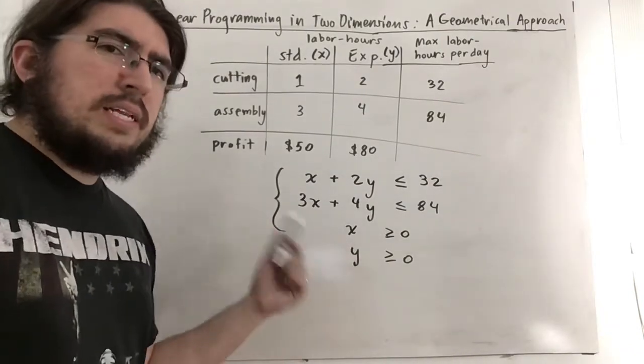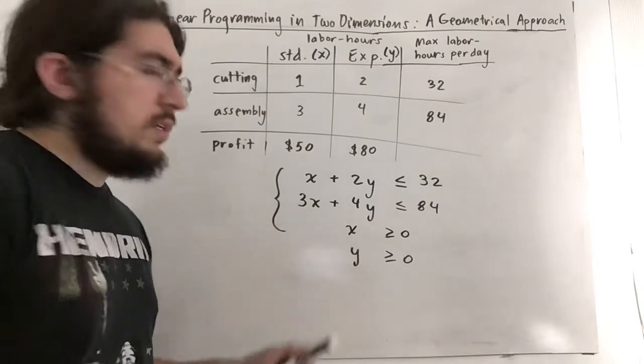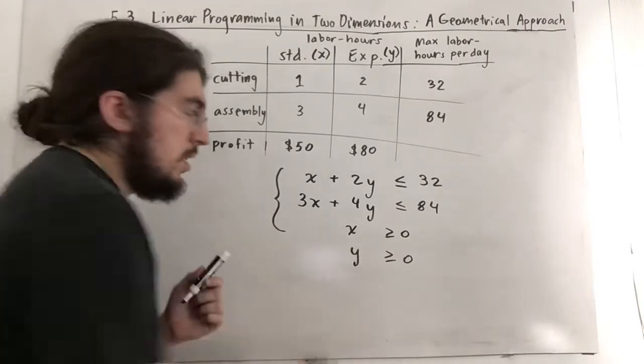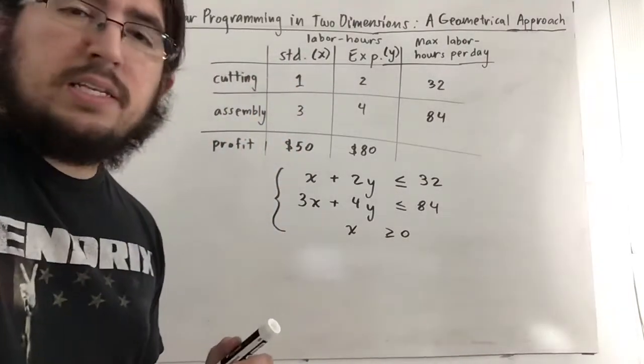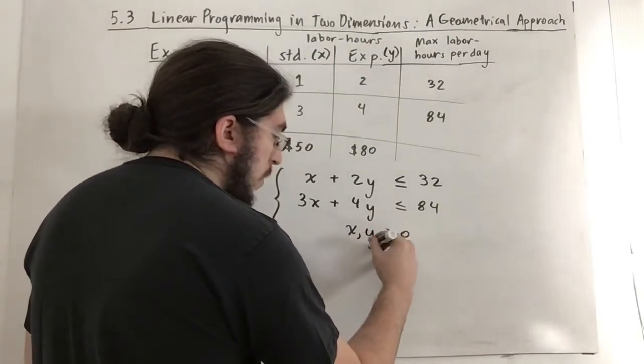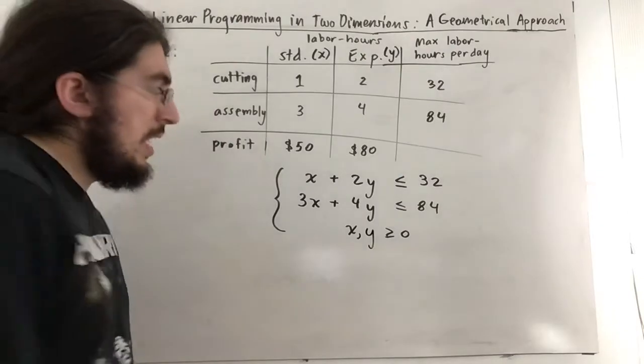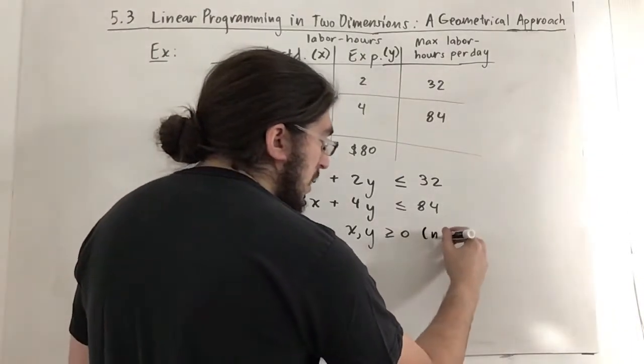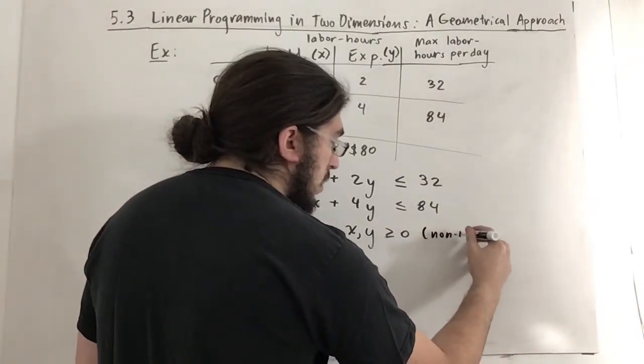Also, just to make things a little quicker and easier for us to write down so we don't write too much, I'm going to write this in a different notation. I'm going to write this as x comma y bigger than or equal to 0. And these are what are known as non-negative constraints.